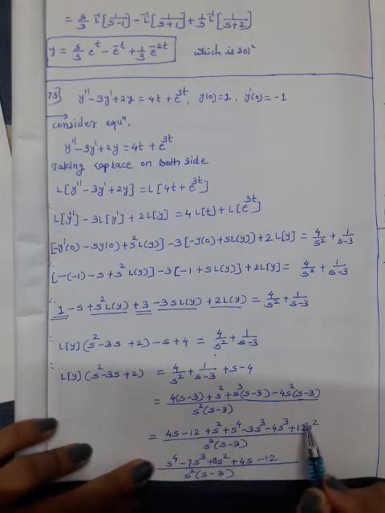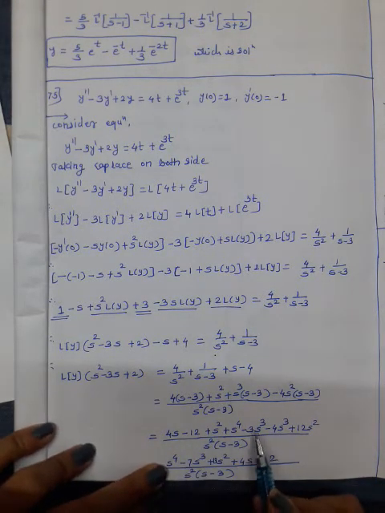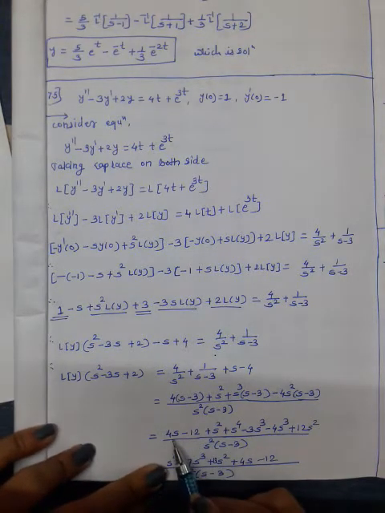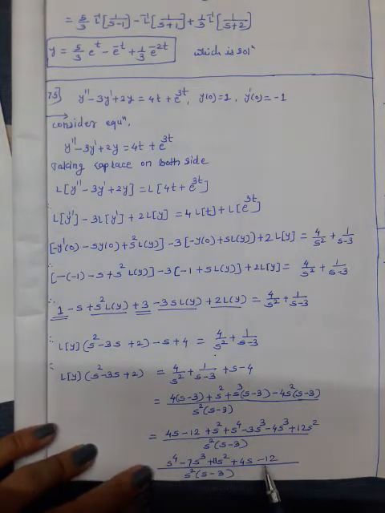Now start with the highest power of s. We get s raised to 4, only one term, and s cube has two terms, minus 4 minus 3, minus 7s cube. s square has two terms, s square plus 12s square, that is 13s square, plus s has only one term, plus 4s, and the last constant term is minus 12. Divided by this term as it is.